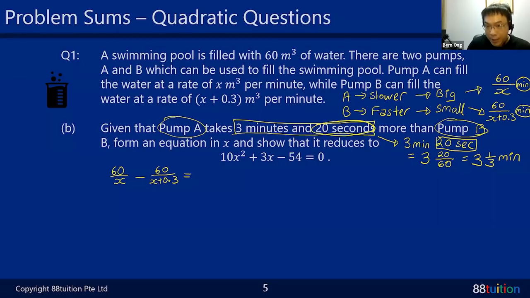So I can put back already. All right. I can put back my 3 and 1/3 minutes here. Can or not? Yes. How come? Is it fair? On the left, it's talking about minutes. On the right, it's talking about minutes. So nothing wrong. Minutes minus minutes give you minutes.